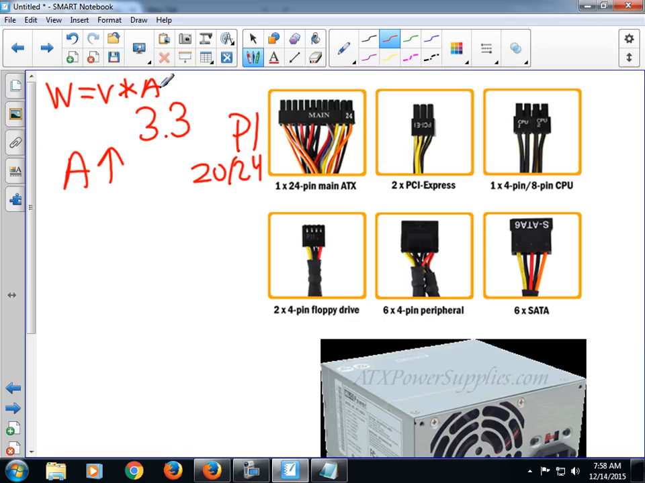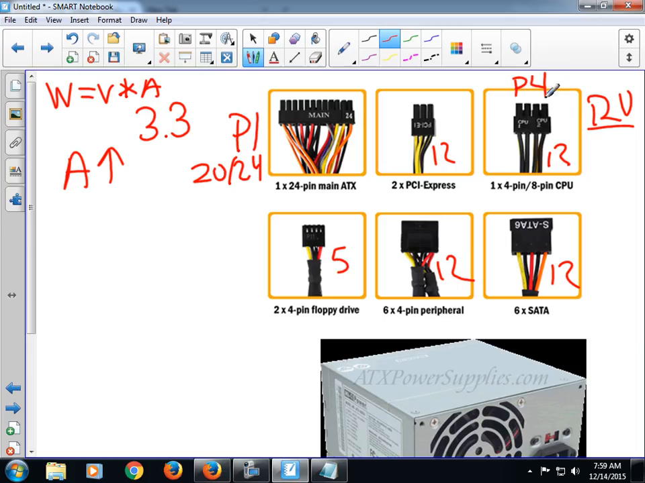All the other ones, unless otherwise specified, are what? 12. All the other ones are 12 volts. That's a 12, although it looks like an R. We'll assume you can tell because I've said it twice. It's 12 volts. So that one's 3.3. This one's 12. This one's 12. This one's 12. This one's 12. This one's 5. The floppy drive one is this 5. But all the other main ones are 12. So when we look at plugging stuff into our motherboard, we've got this one that plugs into our motherboard, and then this one.